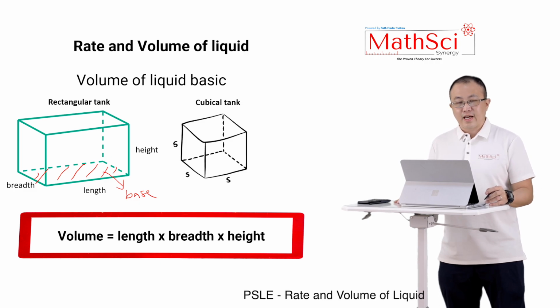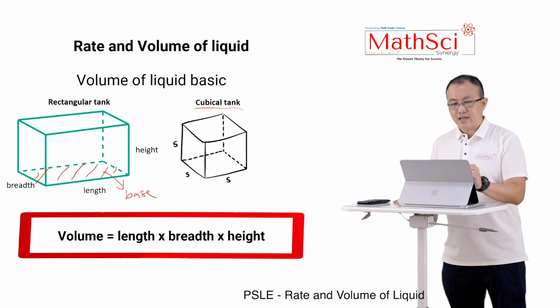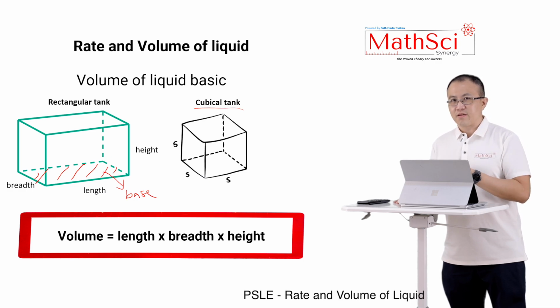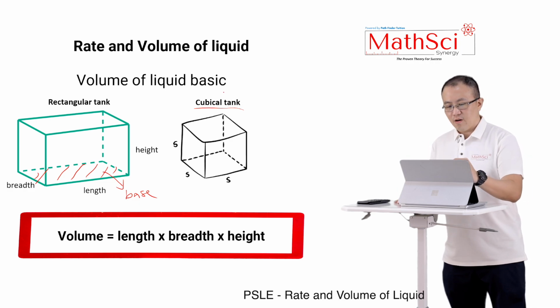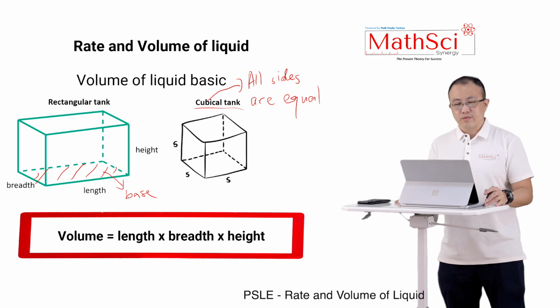So the base, we can have different length. In this case, I have a length and then I have a breadth. The breadth usually, in the case of a rectangular tank, will not be the same. If we look across to the right side where we have a cubical tank, when the question says cubical, it means S times S times S for the volume. Really everything is the same because a cube means all sides are equal in the case of a cubical tank.